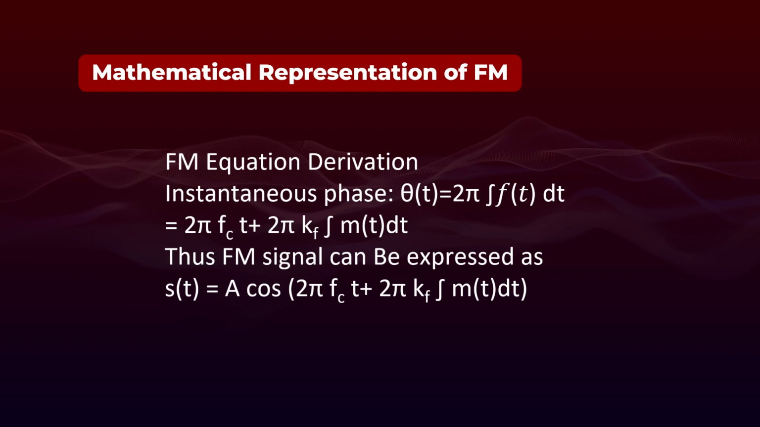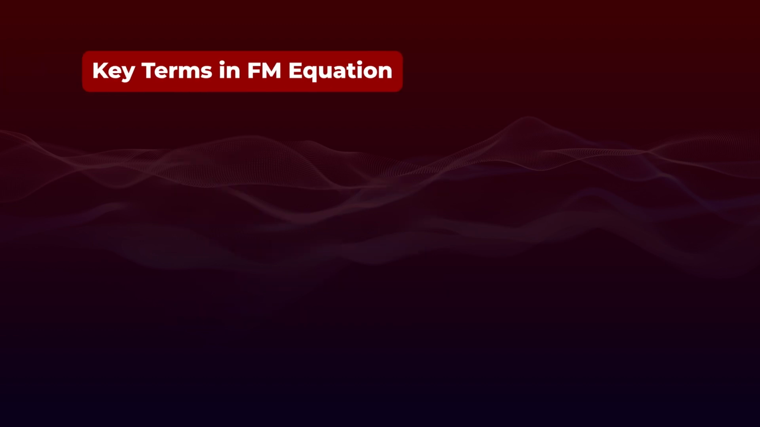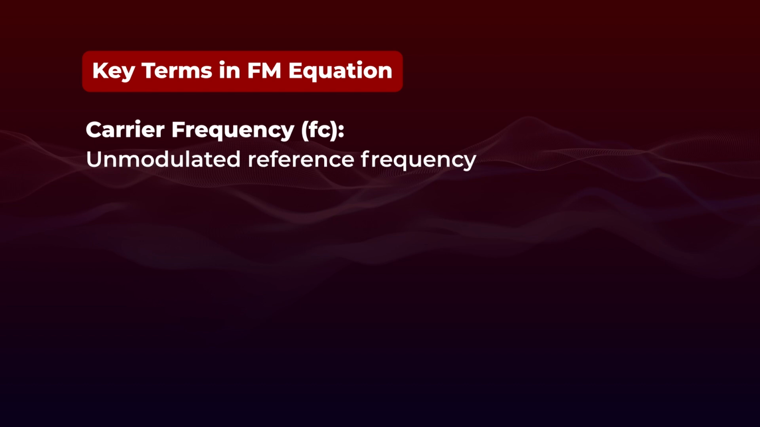In order to have deeper concepts of FM, let me explain the key terms in this FM equation. For that, I have to break down some of the key terms in the FM equation, which was expressed by s of t is equal to A cos of 2 pi fct plus 2 pi kf integral m of t dt. So, in this equation, if we take a look into the angular parameter, we have the carrier frequency fc. This is the unmodulated frequency of the carrier wave, which serves as the reference frequency for the FM signal.